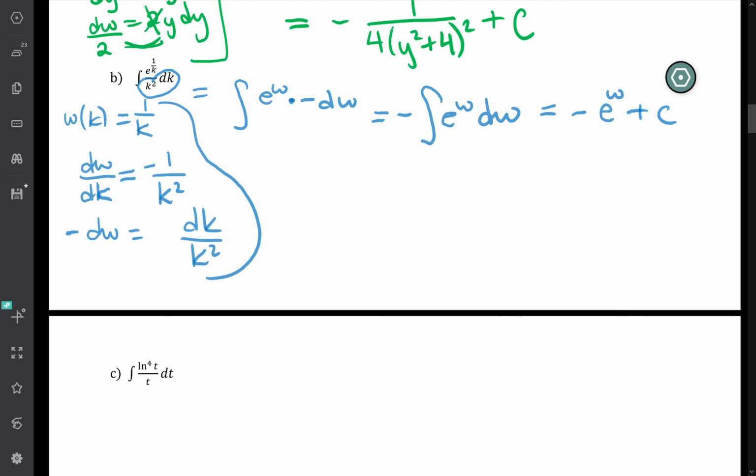And again, a lot of people will space out and forget here. A lot of people will also forget their plus C. Don't do those things. If we are looking for the antiderivative of e to the 1 over k divided by k squared, we are not done if our variable is W. So final step is this.